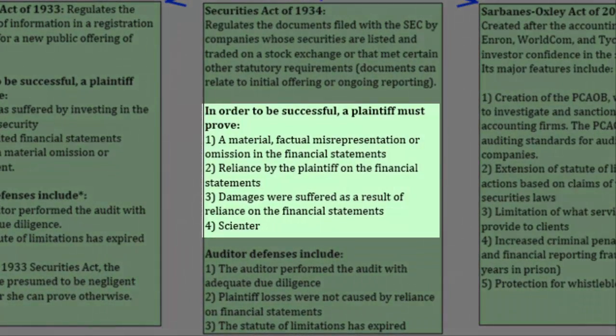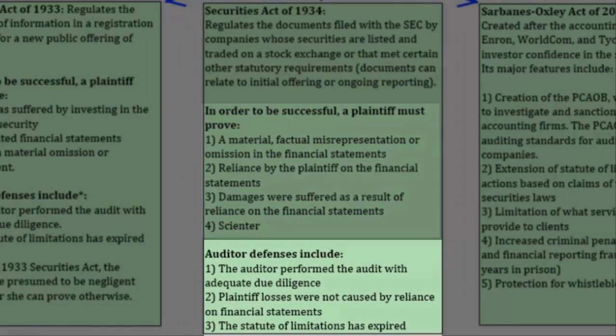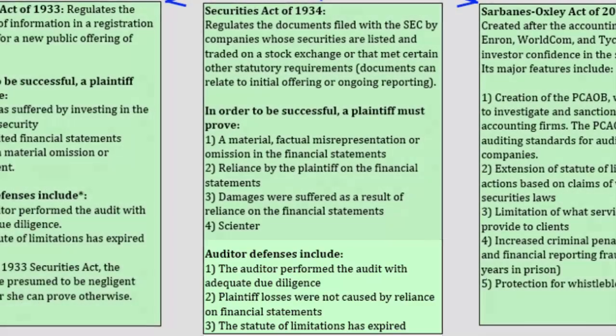Under the Securities Act of 1934, a plaintiff must prove a material or factual misrepresentation, a reliance by the plaintiff on the financial statements, that there were damages that resulted from a reliance on the financial statements, and then finally, this concept of scienter or fraud. The auditor's defense includes that the audit was performed with adequate due diligence, the plaintiff's loss was not caused by reliance on the financial statements, and the statute of limitations has expired.